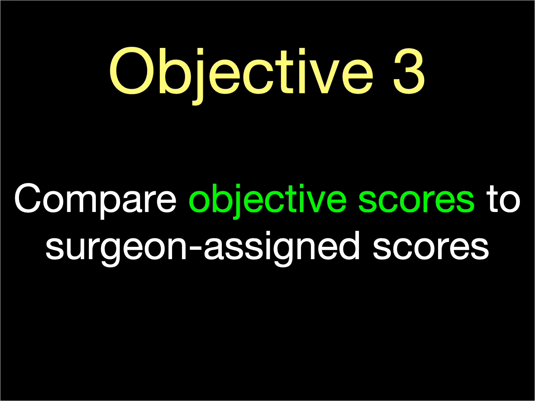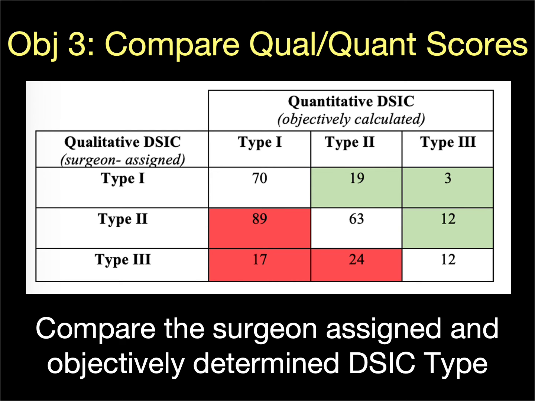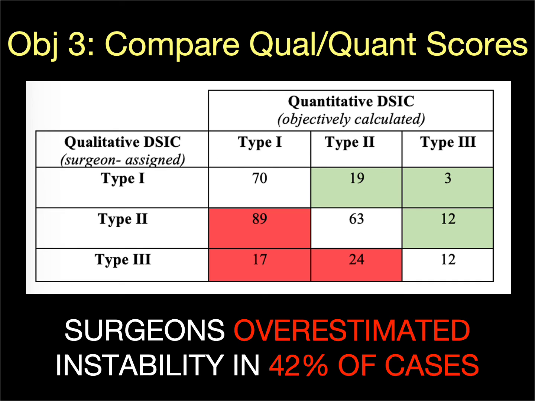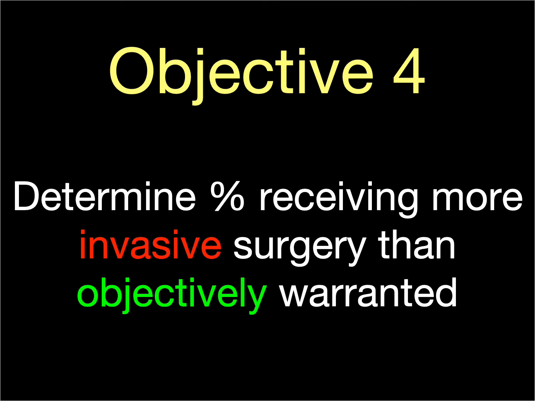Next, we wanted to compare our objective scores to those that were assigned by the surgeons, so objective compared to those qualitatively assigned scores. Here you can see this. So on the left in the rows, you can see the qualitative DSIC type assigned by the surgeon, and in the columns on the right, the quantitative type that was objectively determined by our tool. And the red boxes indicate cases where surgeons overestimated instability. They assigned a higher DSIC type than our tool. So to summarize this data, surgeons overestimated instability in 42% of cases.